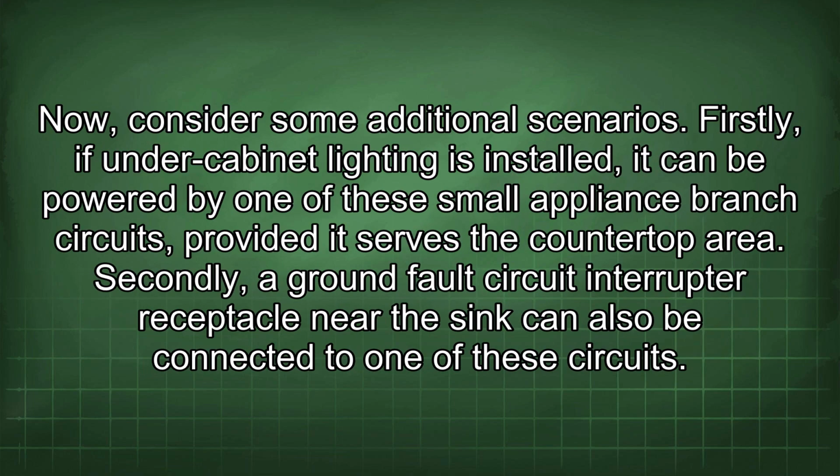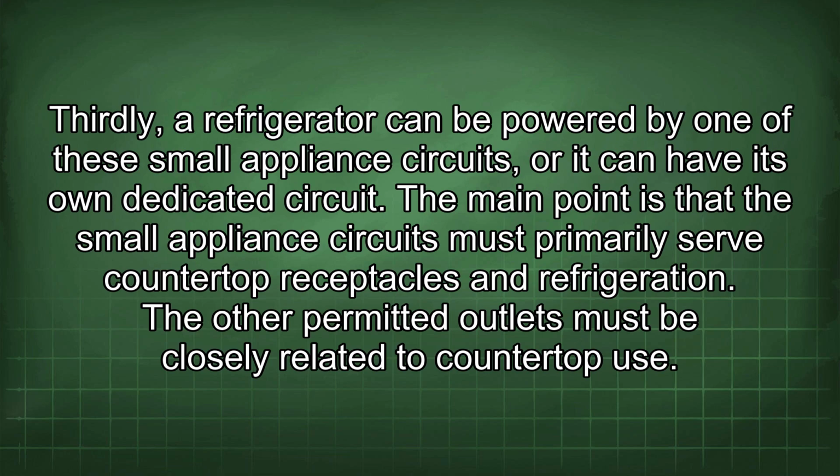Now consider some additional scenarios. Firstly, if under cabinet lighting is installed, it can be powered by one of these small appliance branch circuits, provided it serves the countertop area. Secondly, a ground fault circuit interrupter receptacle near the sink can also be connected to one of these circuits. Thirdly, a refrigerator can be powered by one of these small appliance circuits, or it can have its own dedicated circuit. The main point is that the small appliance circuits must primarily serve countertop receptacles and refrigeration. The other permitted outlets must be closely related to countertop use.